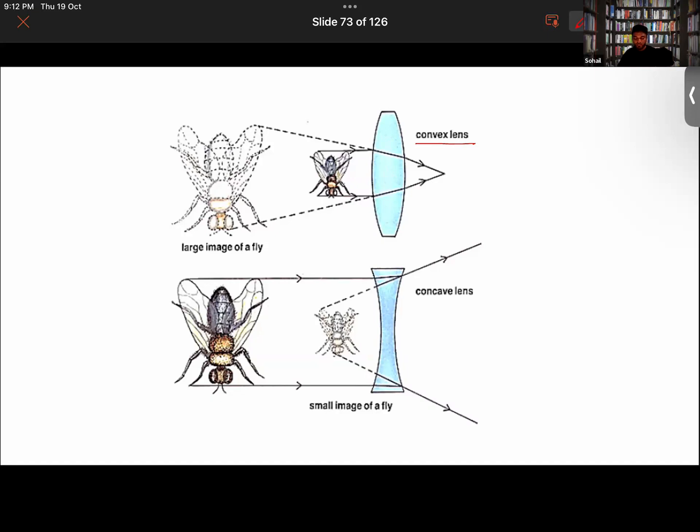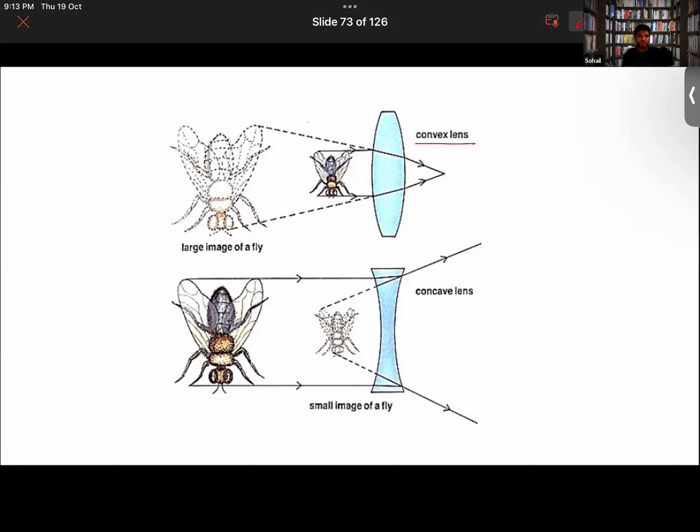So, sir, in concave mirror, it's a virtual image. In the case of concave mirror, yeah, it's virtual. When you bring the object really close to the lens, then you will be getting a virtual image, right?